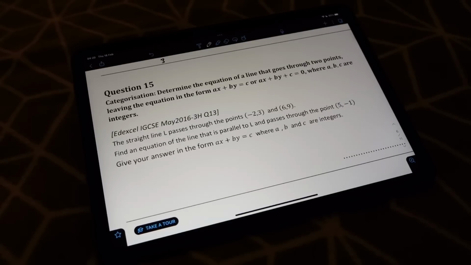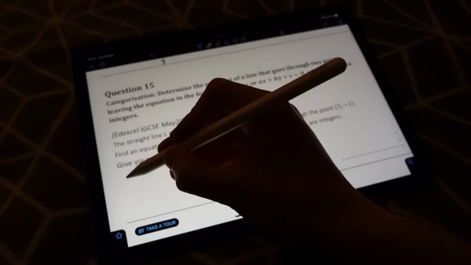We're going to have to do a lot of work here to round off the video. Give your answer in that form, ax plus by equals c, okay, where a, b, and c are integers. So let's work out the gradient of L.